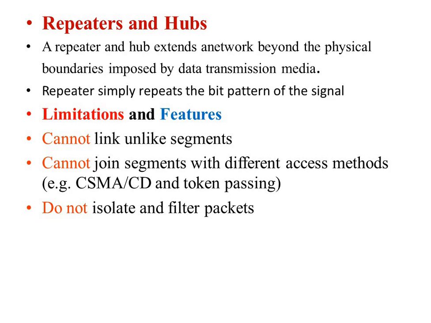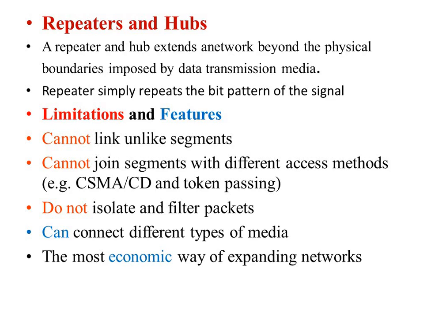It is not isolating the different networks, and it cannot filter the packets because it is simply repeating the signal. But it can connect to the different types of media. That means you might be using wired communication. In wired communication, we have seen the different types of wire, coaxial cable or cat type of cable. So such kind of media can be connected to this one, and you can connect such kind of devices to these repeaters or hubs. So it is the most economic way of expanding your network.